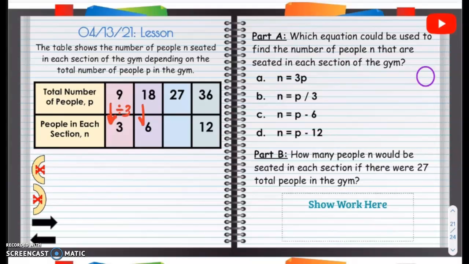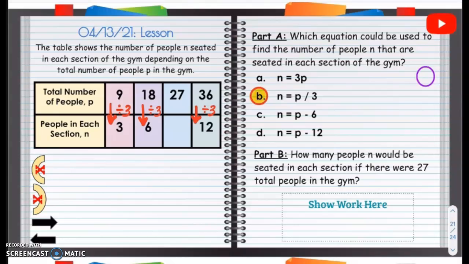Yeah. Let's make sure it works the same throughout the whole table. 18 divided by 3 is 6. Yep. 36 divided by 3 is 12. Yep. So our answer is going to be B.